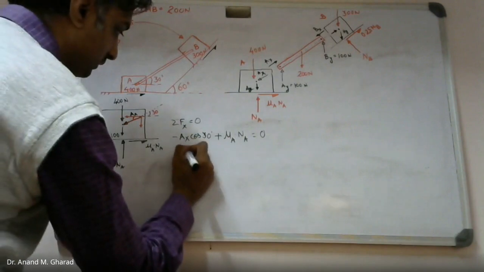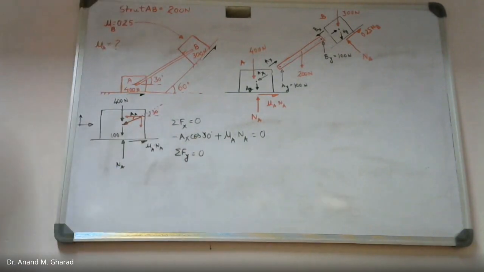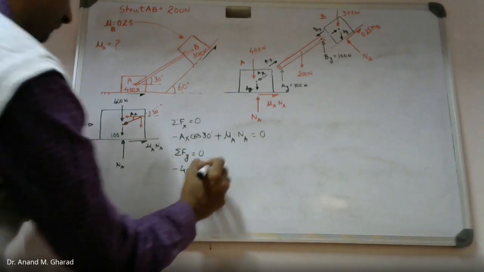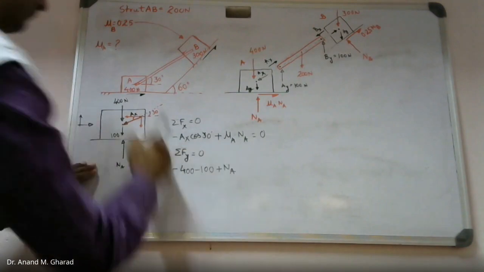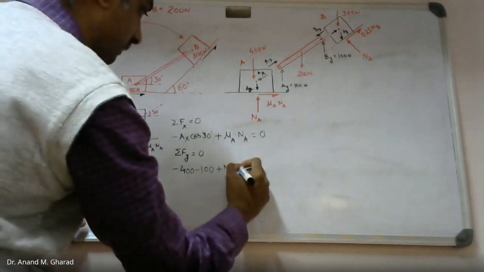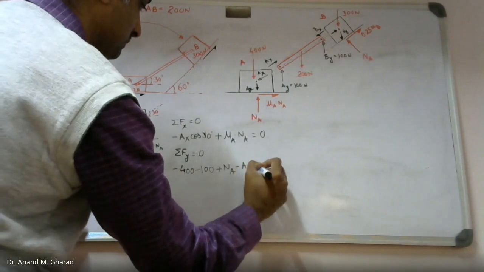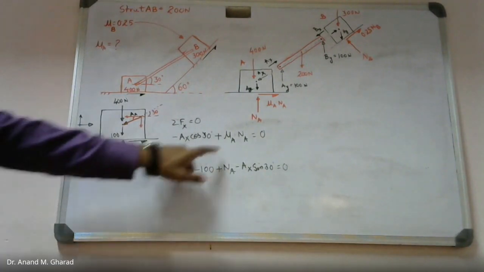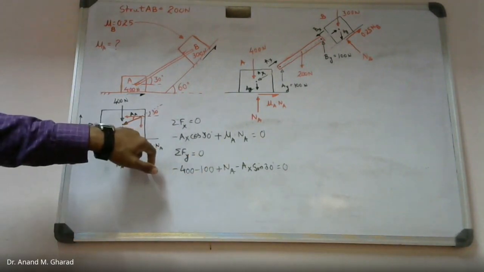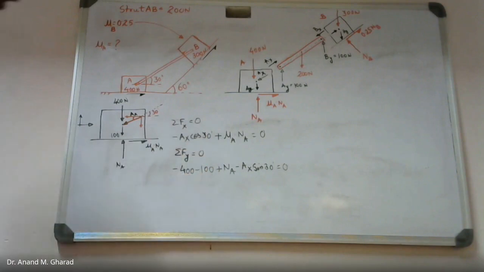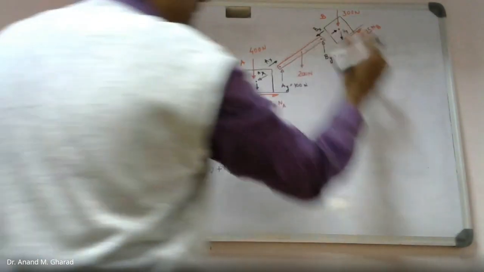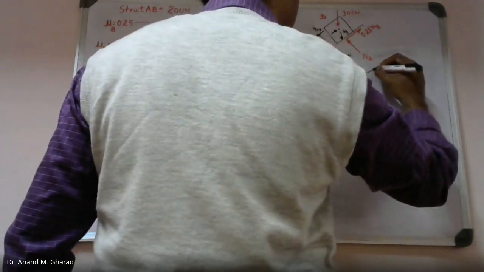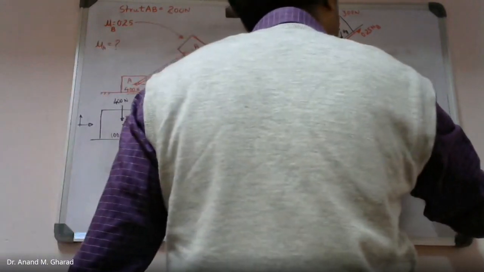Summation of forces in y direction equal to 0. How many forces? Minus 400, minus 100, plus Na, and there is one more component which is minus Ax sine 30 equal to 0. So as you can see, there are three unknowns, and even if we take moment, it won't solve my purpose. So what I will do, I will shift to free body diagram for B, FBD of B. We'll draw its large scale.